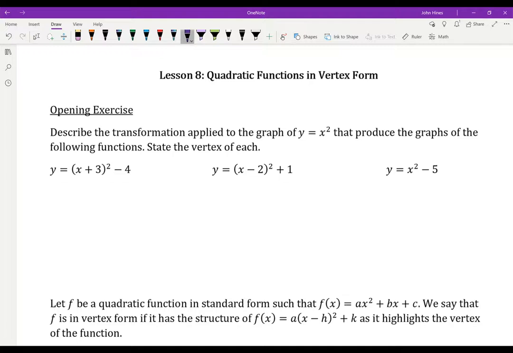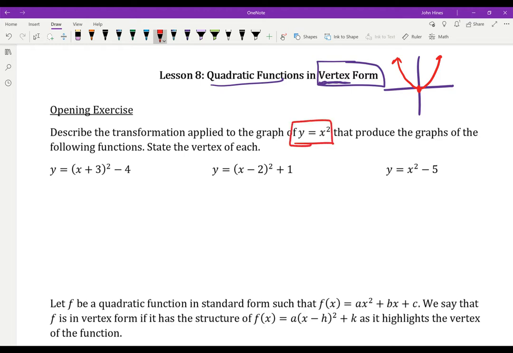Hi everybody, in this lesson we're going to be looking at quadratic functions but in vertex form. So in the beginning of this unit we talked about the importance of the vertex of the parabola. When we have a parabola, the vertex is that turning point. The vertex is right here. It's the turning point, the minimum or the maximum of the parabola. And our parent x squared function has a vertex of (0, 0). It passes through the origin.